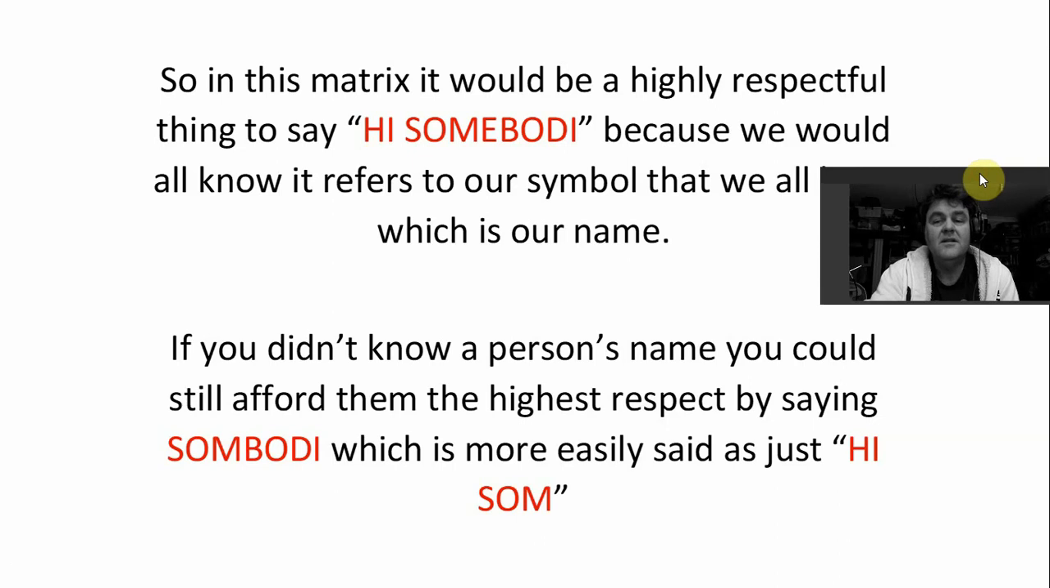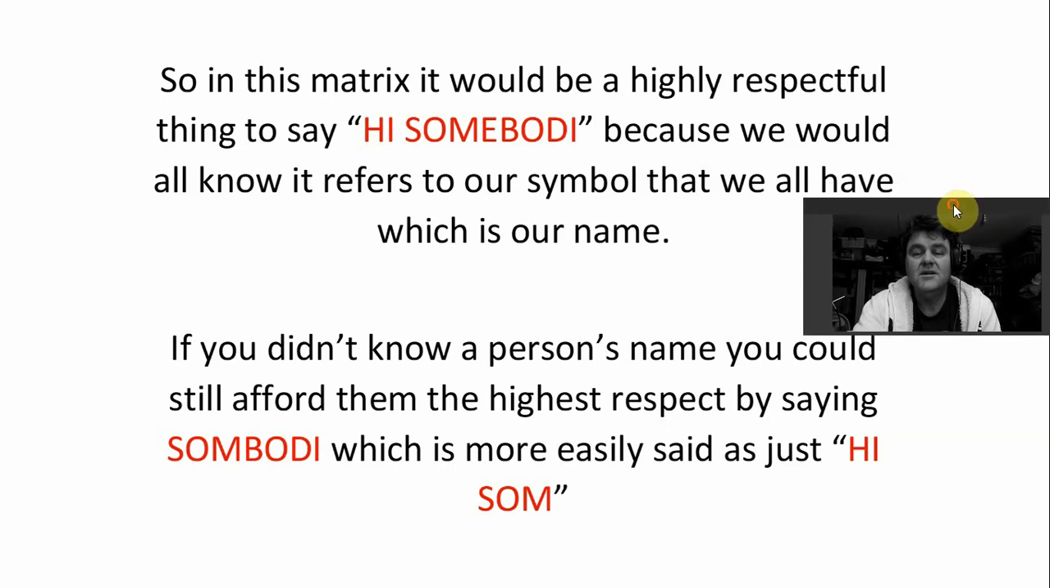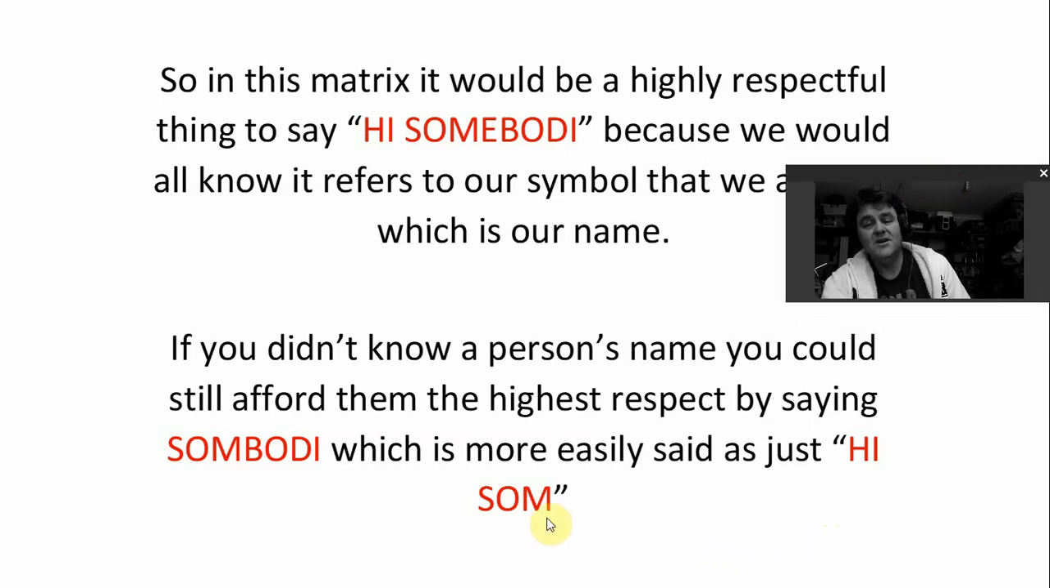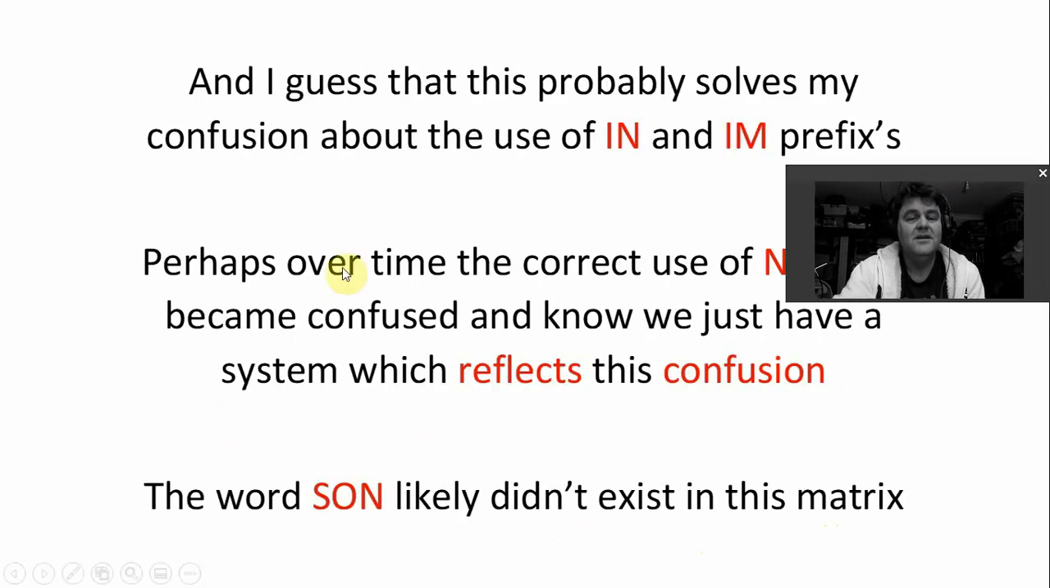Okay, so in this matrix, if our word spells out to that sentence, it would be highly respectful then to say, hi, somebody, because we would all know that it refers to our symbol that we all have, which is our name. We know how important that is. So if you didn't know a person's name, say, you could still afford them the highest of respects by saying somebody, which of course you would more easily say and shorten to hi Som. Hi Som, how are you going?